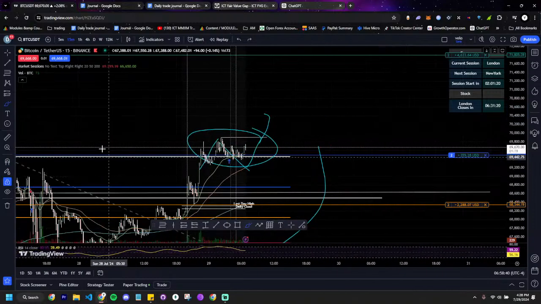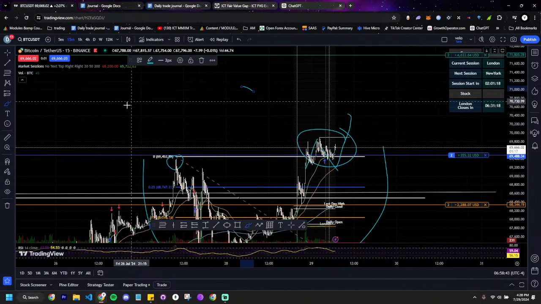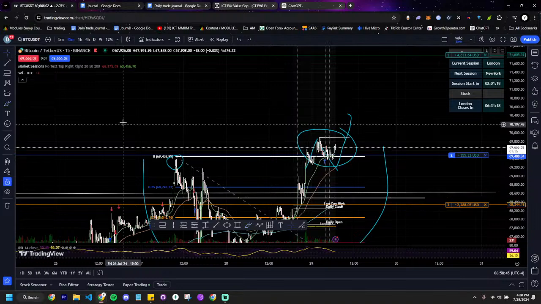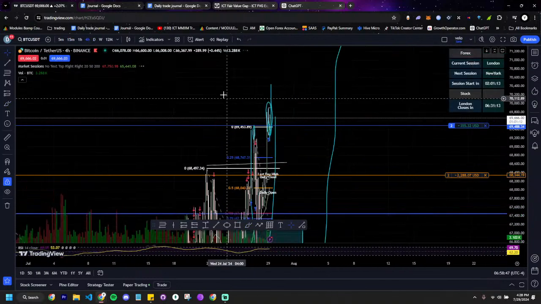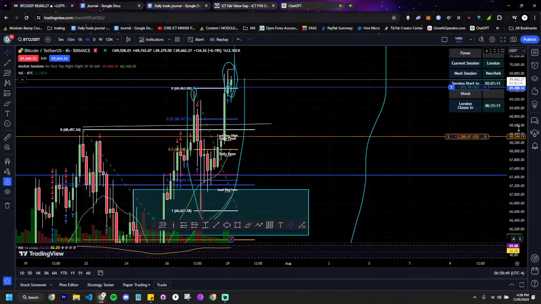Over here, I'm going to look for any internal term highs or internal term lows. So what I'm going to do is look for 4-hour time frame internal term highs or internal term lows.